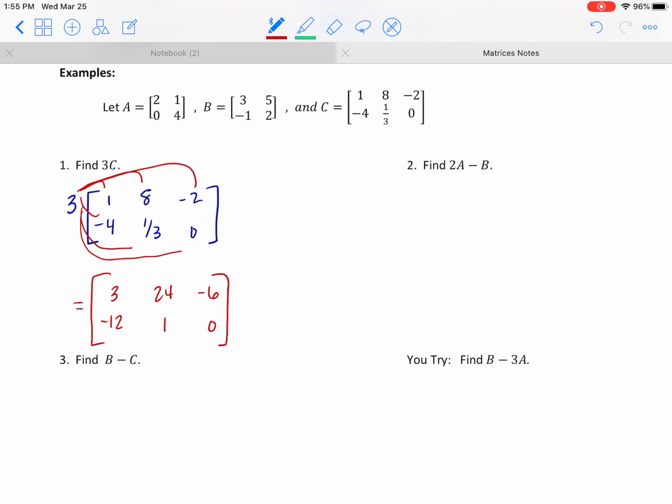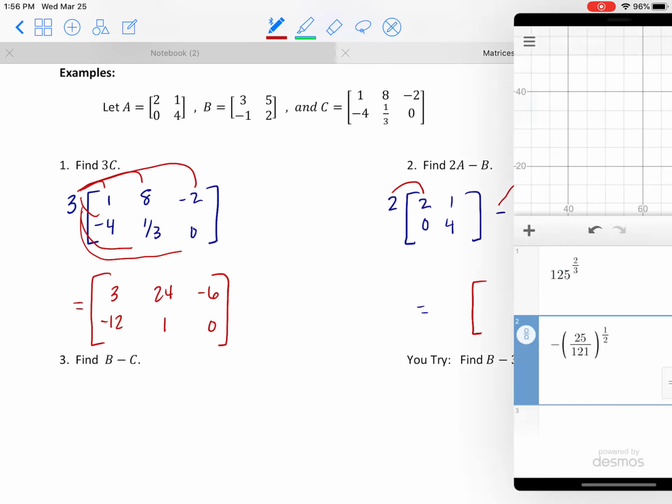Okay, now if we have a multiplication and subtraction, as we have in number 2, we have to make sure that we do the multiplication first. So we are looking at 2 times A in this one. So 2 times A would be 2 times 2, 0, 1, and 4. We're going to figure that out before we subtract B, which is the 3, -1, 5, and 2. And you could take a couple of steps to do this, but I'm going to try to knock this out in a little bit more efficient of a manner here. So if I multiplied here first, 2 times 2 would be 4.